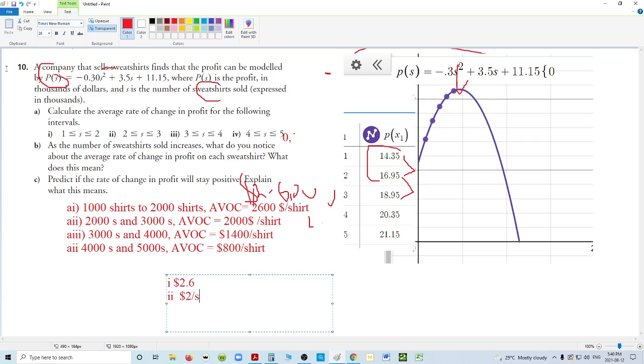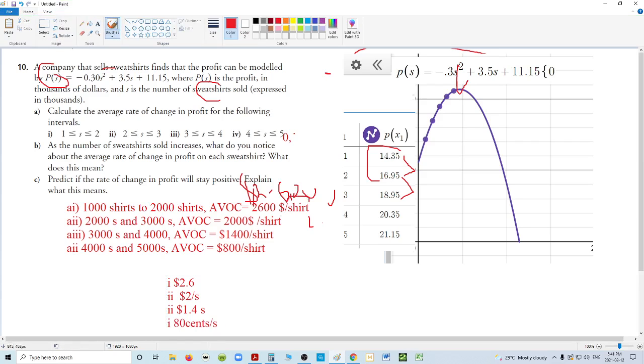Yeah, it shouldn't be per shirt here. I got that wrong. In part 3, you're making $1.40 per shirt, and in part 4, you're making 80 cents per shirt. That's because I forgot that it's not per shirt, it's per thousands of shirts. So even though I'm making $2,600, that's per 1,000 shirts, so it comes down to $2.60 per shirt. So this is actually more accurate, not that.